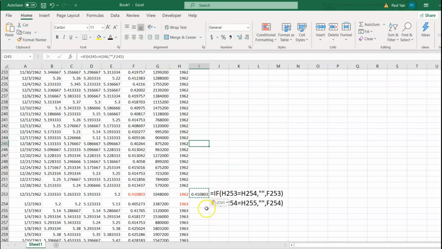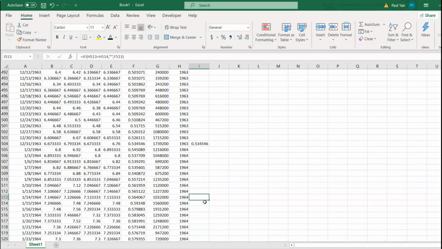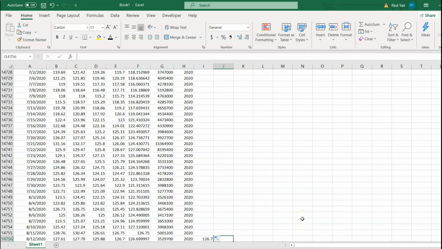So let's double click here. Then we continue. So at the end of 19, you see, this is the last. So this is the end of the year observation. We press Control End, then we got a result.